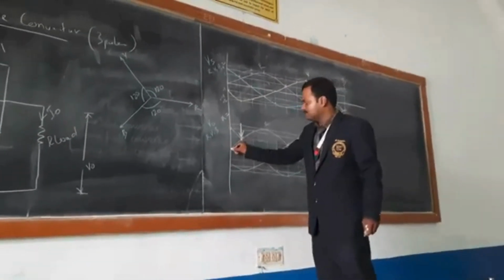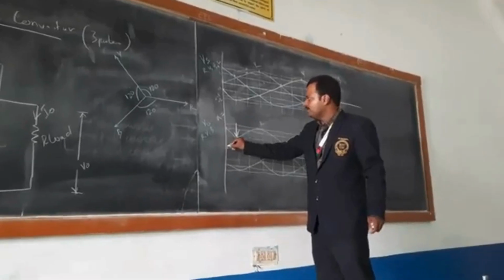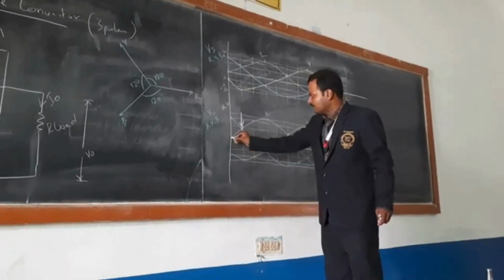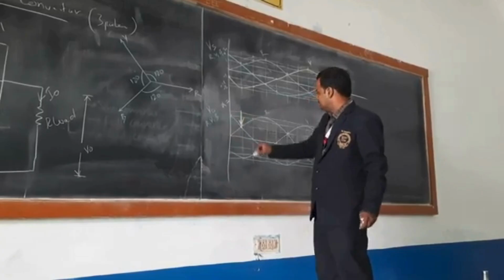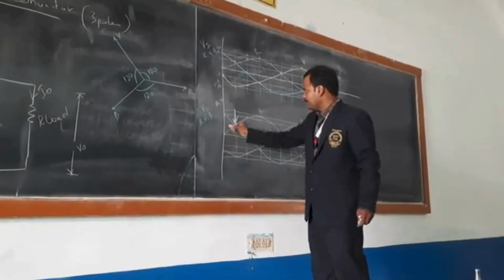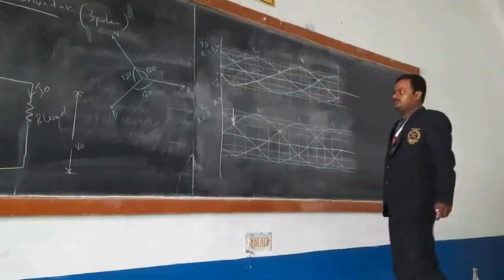Take the reference point. This is 0 point. 0 is the reference point. From that, what is the value of R? R is 0, Y is negative, and B is positive maximum.